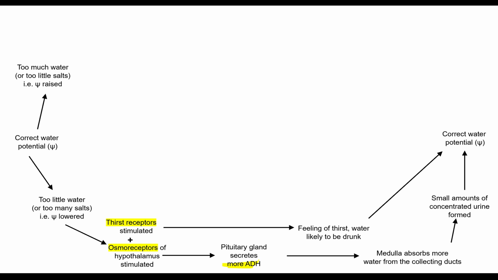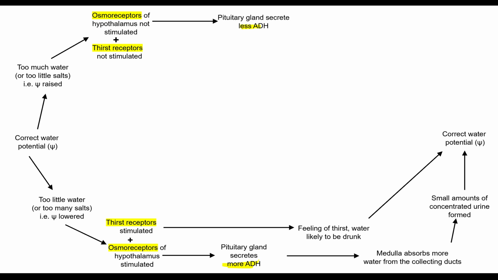Well, what happens if we go the opposite way? What if we've had too much water or too little salt? Our water potential is going to be raised. Again, our osmoreceptors are this time not stimulated in the same way as they were when it was too little. They are going to not be stimulated, which is going to result in the pituitary gland secreting less ADH.